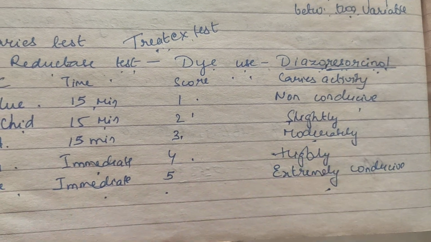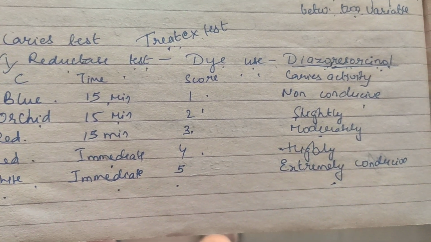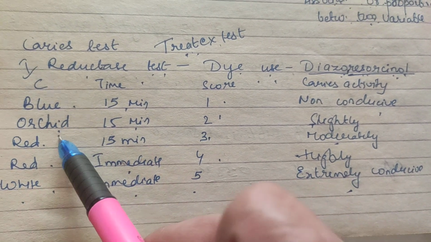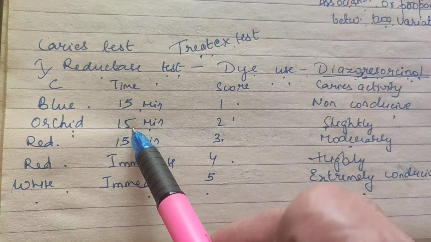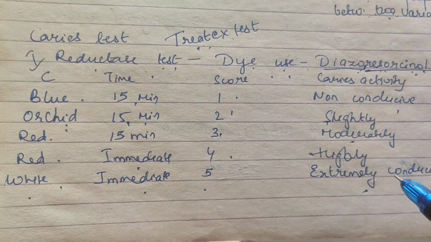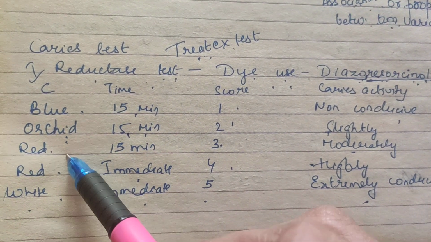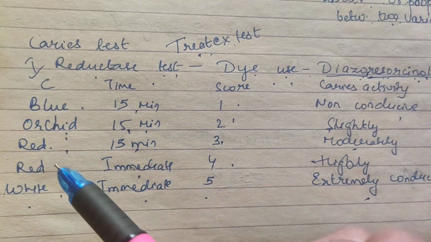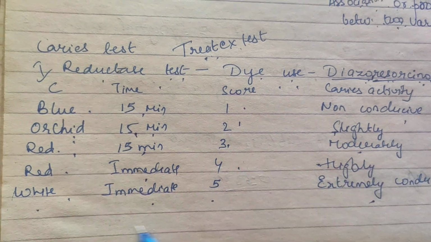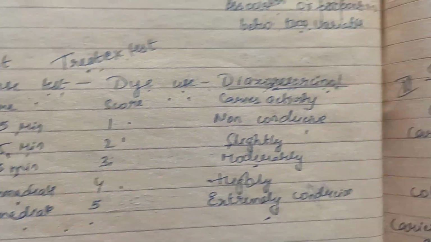They can ask, if the color changes to orchid within 15 minutes, what will be the caries activity? And the options will be these. They can ask about red color also: within 15 minutes, what will happen, and red color immediately, what will happen? So this is all about the reductase test.